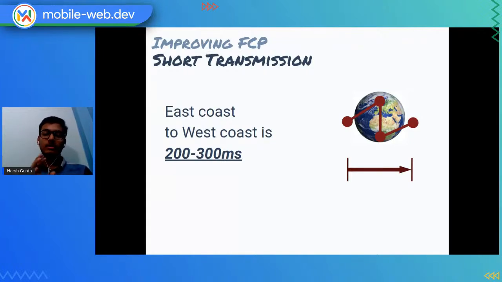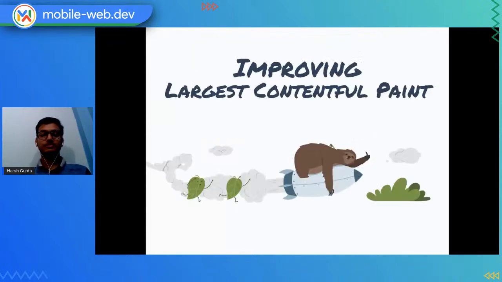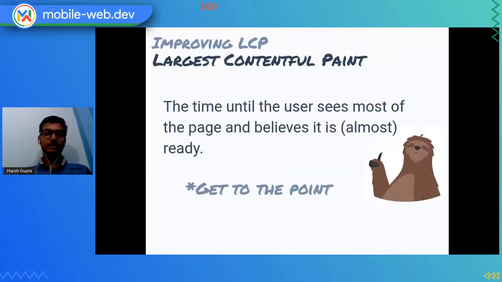Why? Because it's a simple assumption: you can't travel more than the speed of light, right? So there are certain limitations in the electromechanics. So your website might be taking 200 to 300 milliseconds if you are that far from your server and user. So now we'll be improving Largest Contentful Paint.